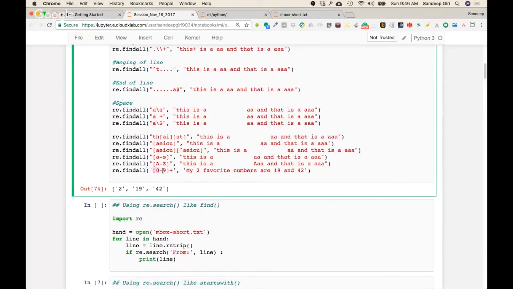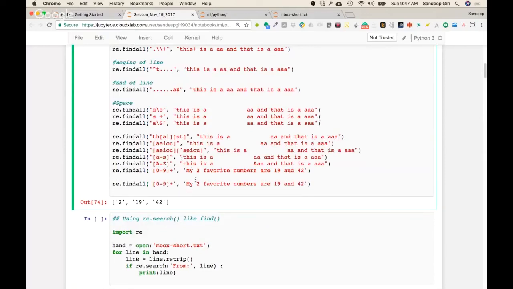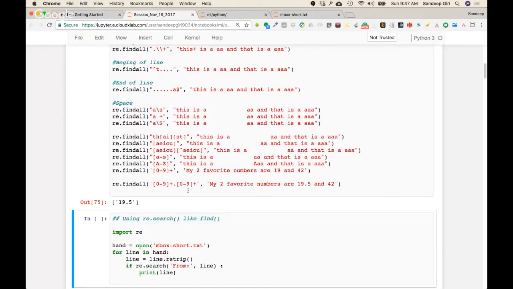So here it's matching with the numbers. So who will help me with writing a regex which will match with decimal numbers? Let's write: my two favorite cents are 19.5. Let's say we want to write a regular expression which will match with a decimal number, right? Only the decimal number. A decimal number must have a dot, correct? Followed by 0 to 9 and plus. Is that right? Plus should be outside the square brackets. You see that? It had matched with the decimal number.